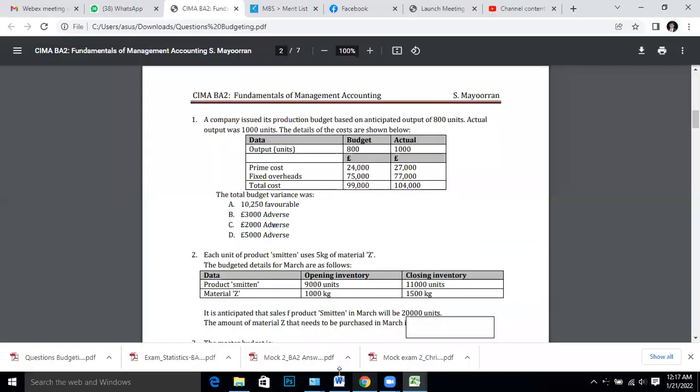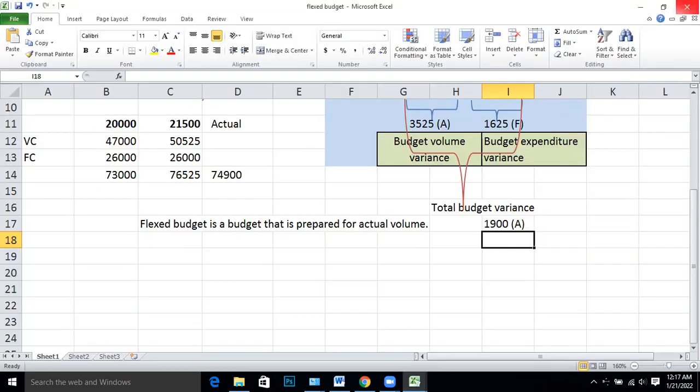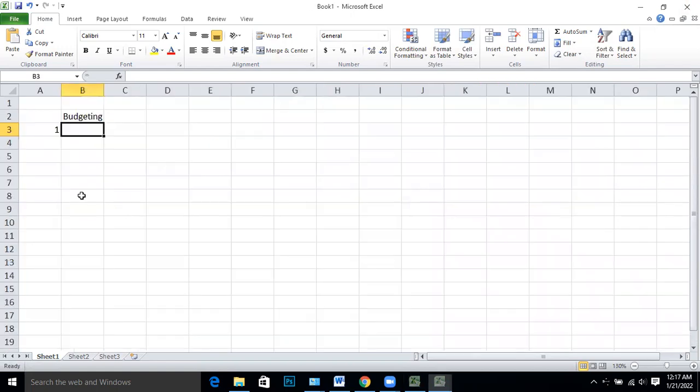So coming back to the question, now we have fixed budget cost of 99,000, actual is 114,000. So the difference is $5,000 adverse. That will be the total budget variance, which is option D. Question number 1, option D.